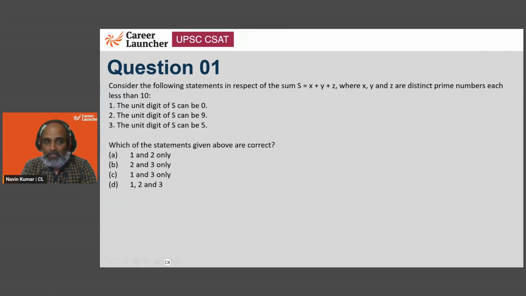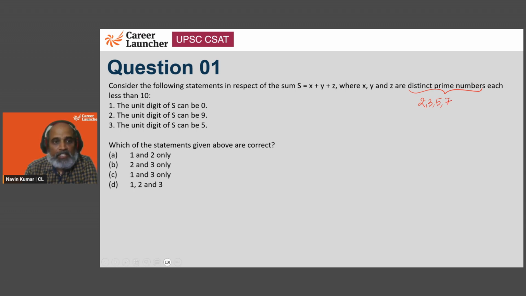So, the first question is: consider the following statements in respect of the sum S is equal to x plus y plus z, where x, y, and z are distinct prime numbers, each less than 10. So the prime numbers which are less than 10 are 2, 3, 5, and 7.